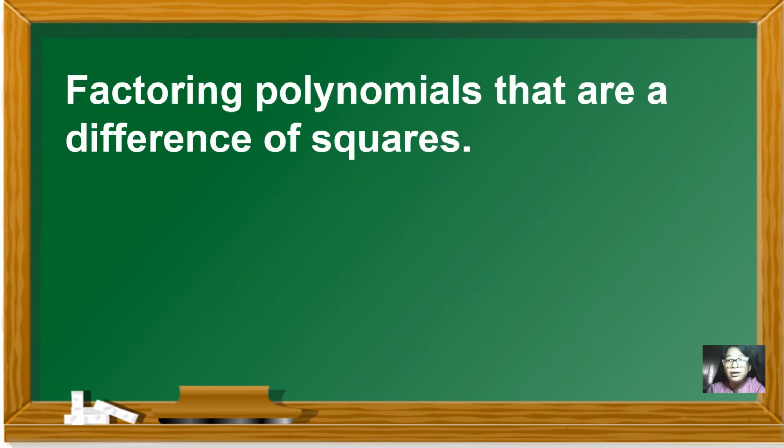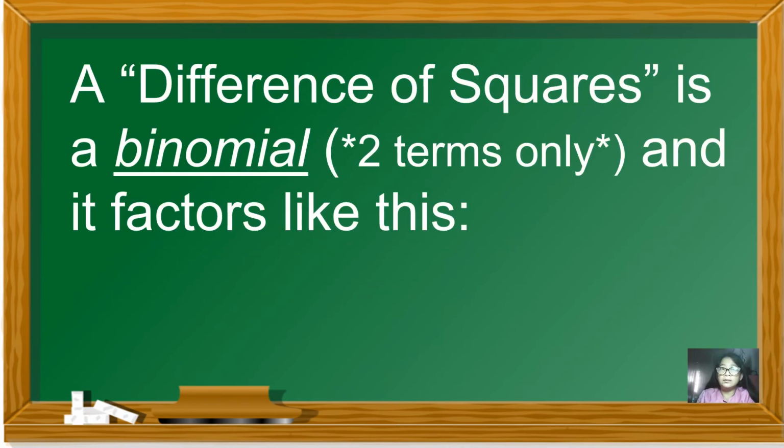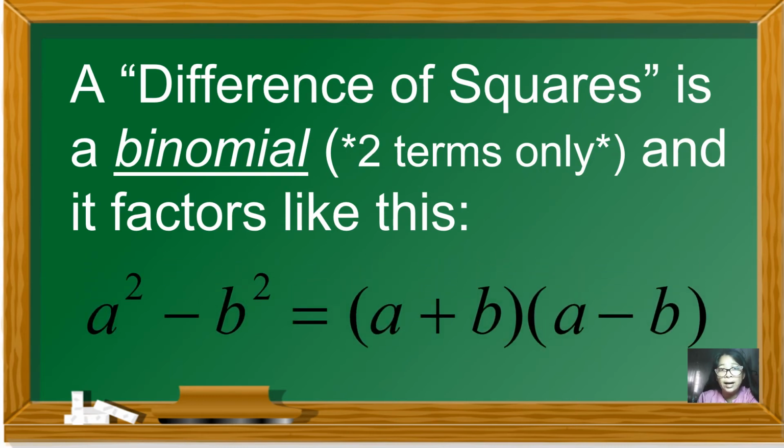Factoring polynomials that are difference of squares. So again, always look for the GCF before using any other factoring method. So a difference of squares is a binomial and its factors are like this. So we have the difference of squares. We have a squared, and then we have b squared, and then we have the minus sign. So that is the difference of two squares.